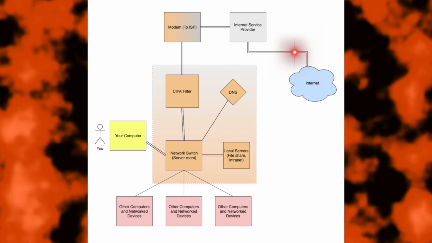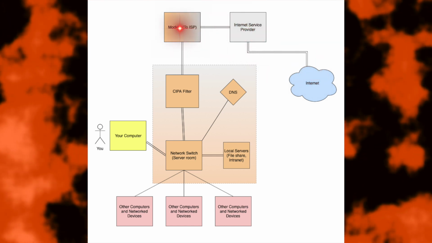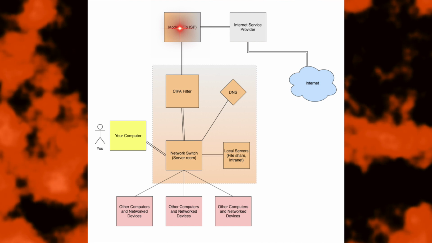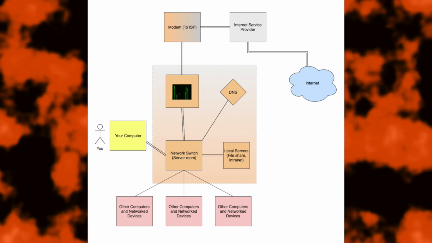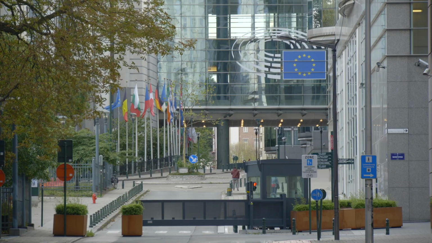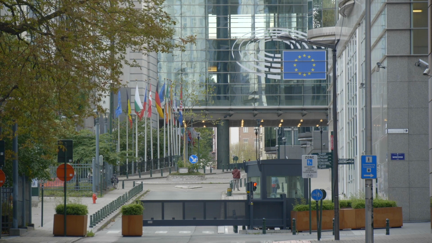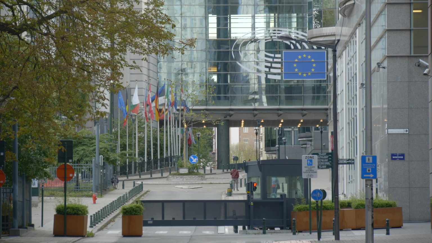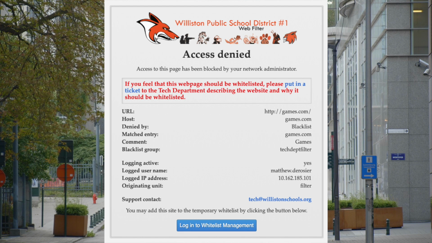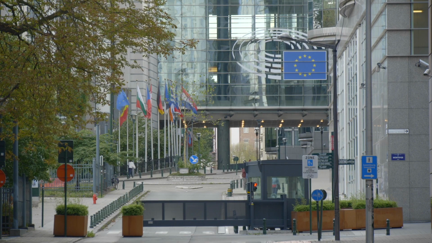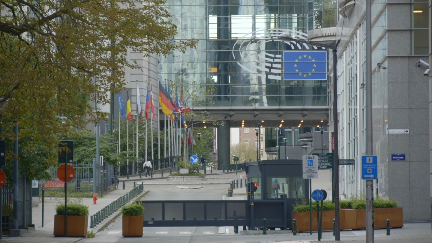With a few exceptions, web pages requested by users on the Williston Public School District network go through the SIPA filter, which is basically like customs. It opens up the boxes and checks for contraband. If it finds any, it removes it and blocks part or all of the page. If the package is clean, it gets sealed back up and sent to you.